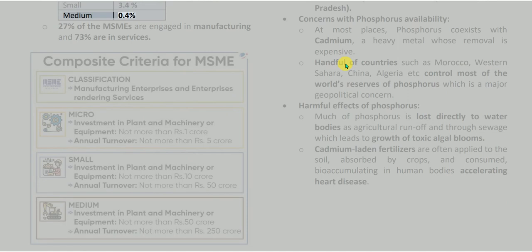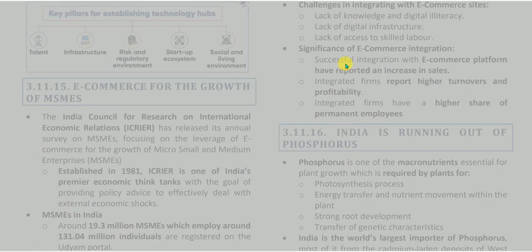Or 27% of the MSMEs are engaged in manufacturing and 73% are in services. Challenges in integrating with e-commerce sites, or lack of knowledge and digital illiteracy, or lack of digital infrastructure, or lack of access to skilled labor. Significance of e-commerce integration: successful integration with e-commerce platforms has reported an increase in sales, or integrated firms report higher turnovers and profitability, or integrated firms have a higher share of permanent employees.